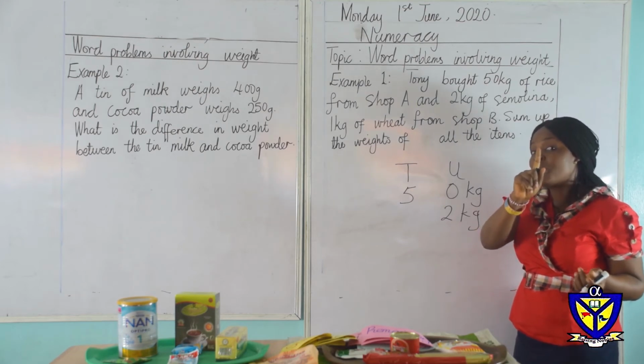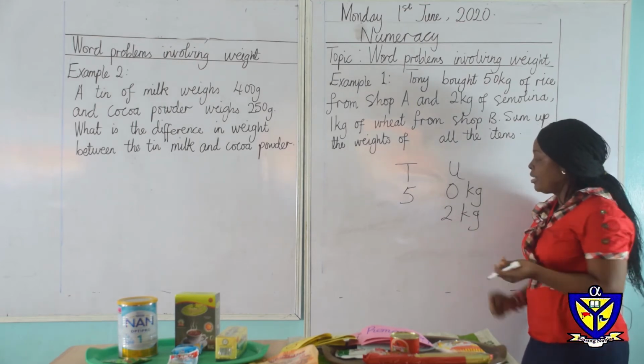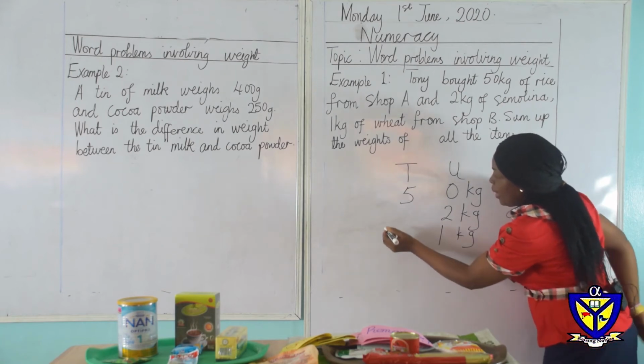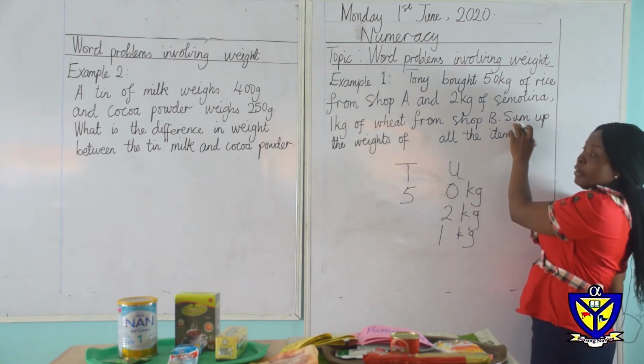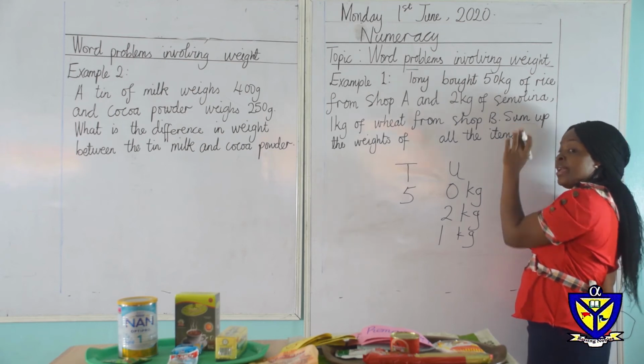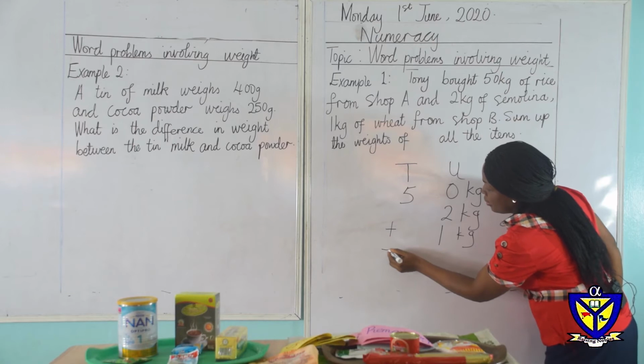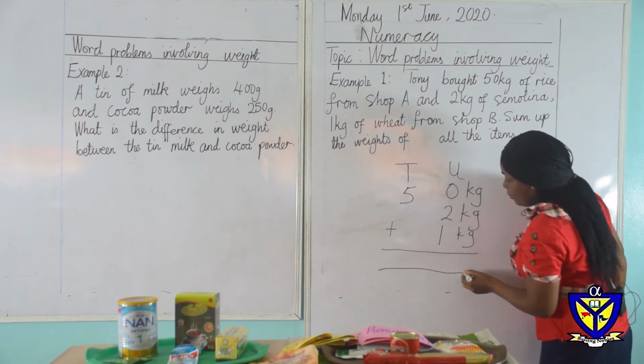And because it's 1 digit, we are going to place it under where? Unit. Then we put it down to 1 kg. Remember our sign, they say sum. Remember I said sum is under where? Addition. So that means the sign we are going to use here is what? Plus. We are going to add them together.